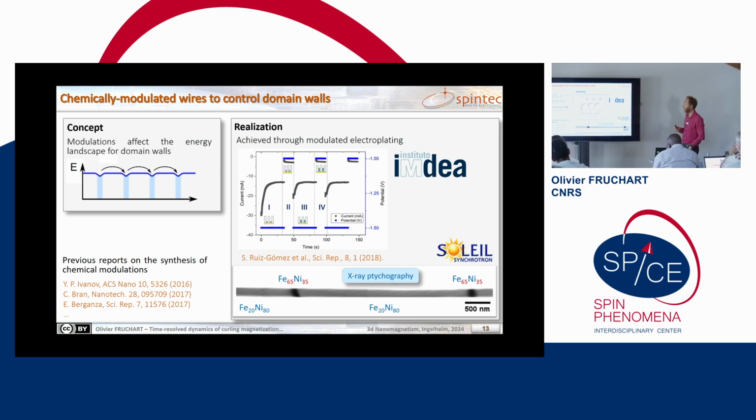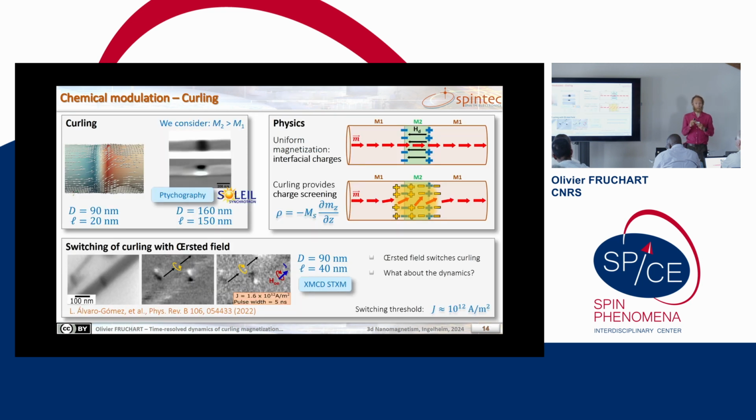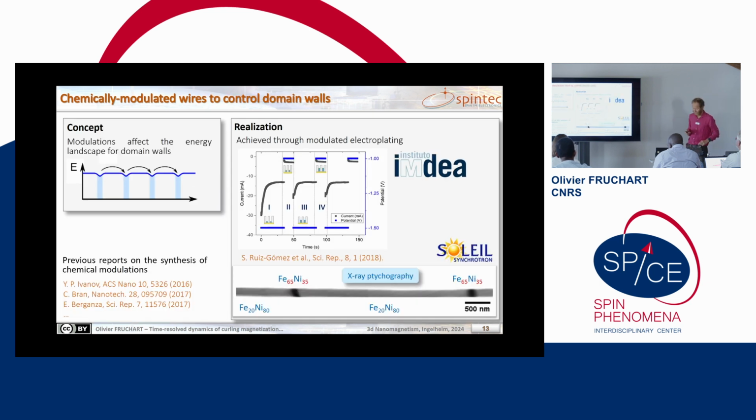So this is one example on domain walls. And now I will come to the case of wires which are modulated along their length. So it has already been presented by Amalio how to do this. You can have a bath. For instance, you have 2 metallic salts. And if you change the voltage of electroplating during certain time, depending on the electrochemical potentials and the concentration of the 2 salts, you can make different compositions.